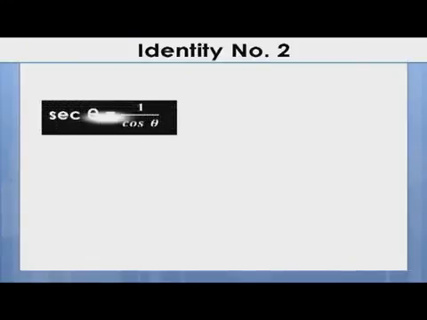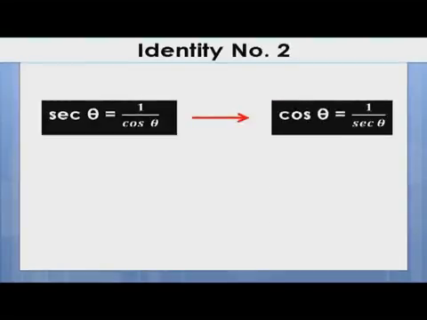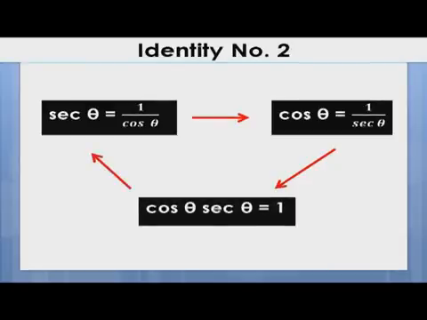We now derive identity number 2. Secant theta equals 1 over cosine theta can also be written as cosine theta equals 1 over secant theta, and cosine theta times secant theta equals 1.